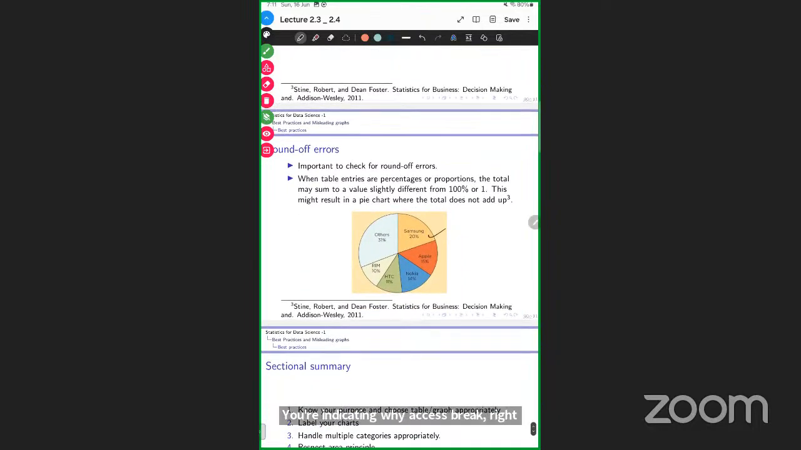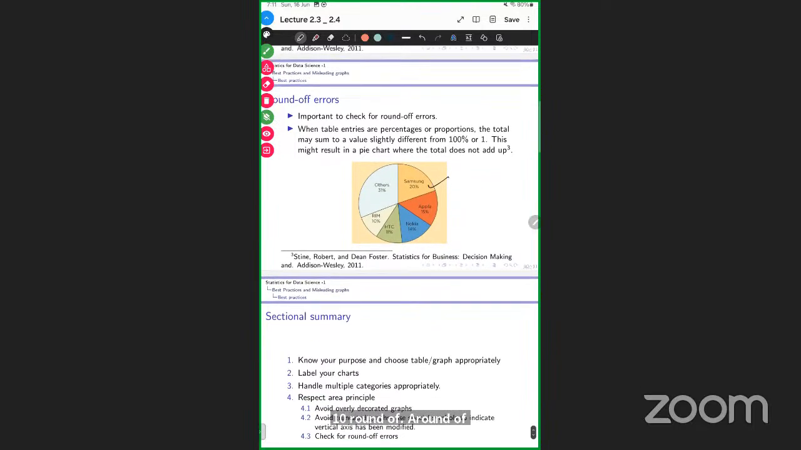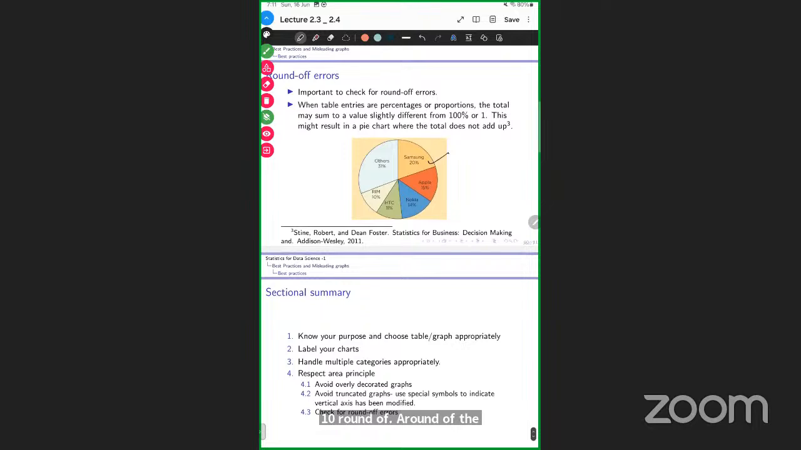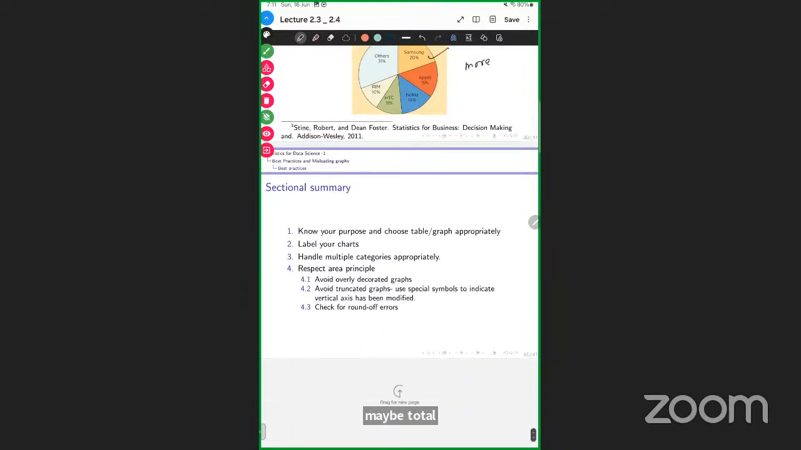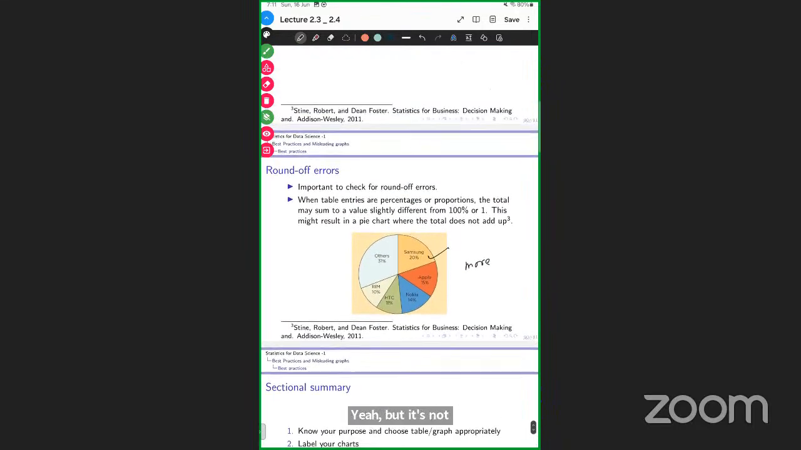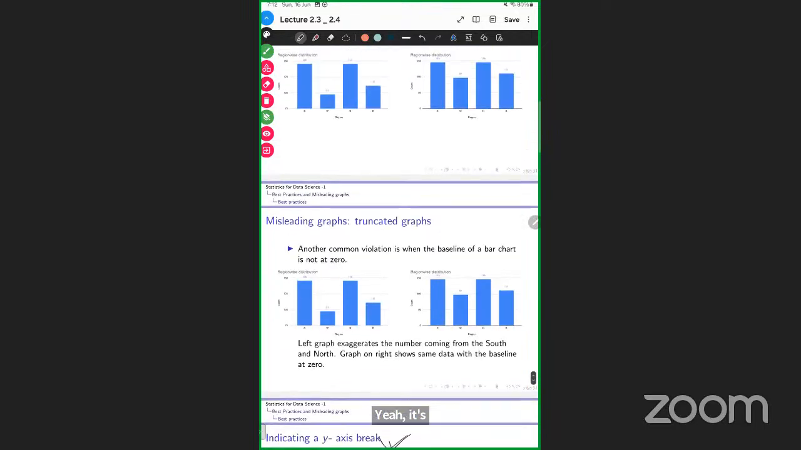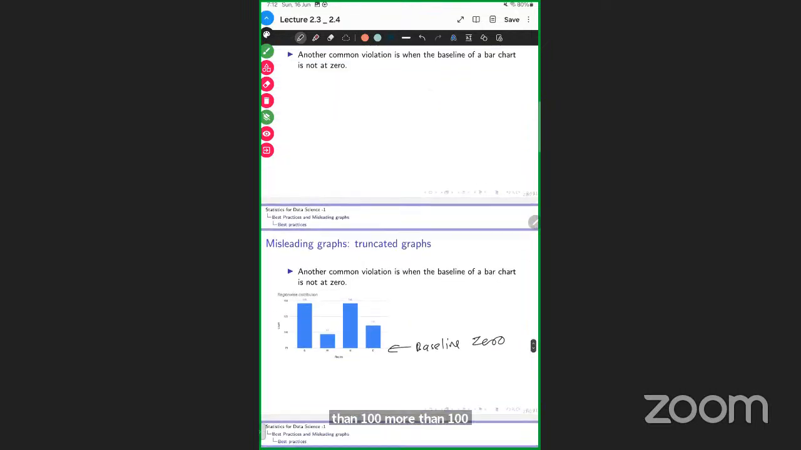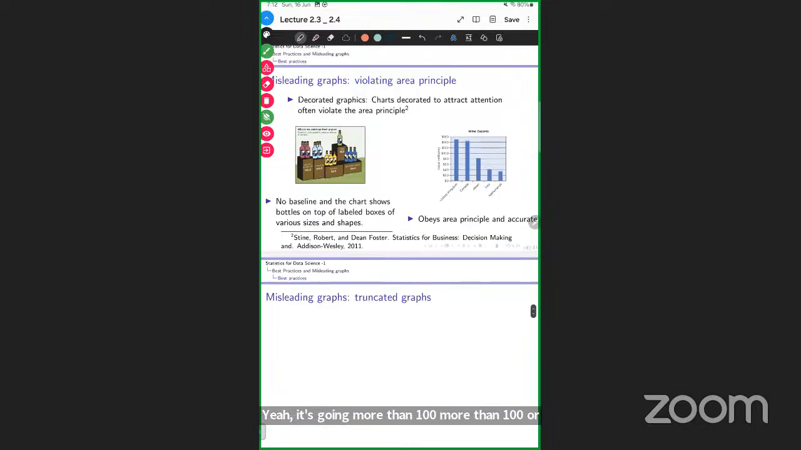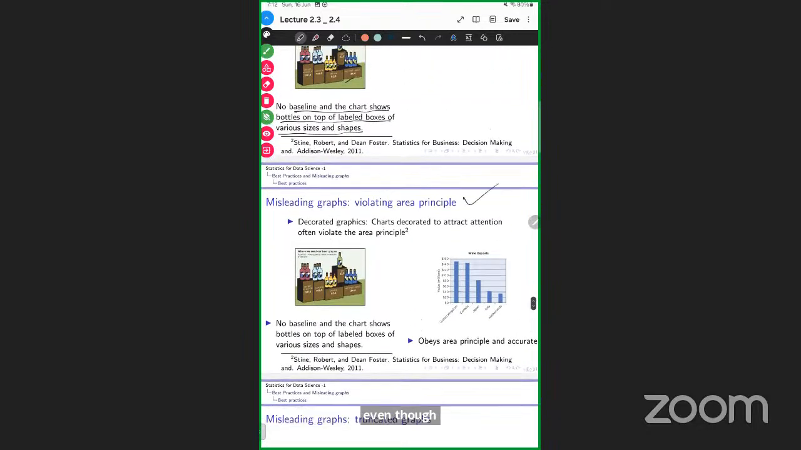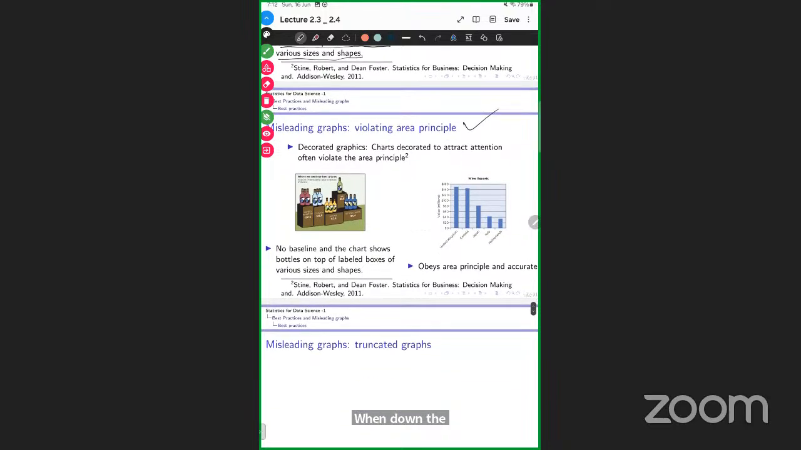Here, this 20, if you total it up, the sum is 102 or something. Oh, it's 101, sorry. It's going more than 100. Then rounded-up arrows. So you can say all of these things: rounded-off zero, indicating a y-axis break, truncated graphs. These are violating the area principle. So the area principle is important.